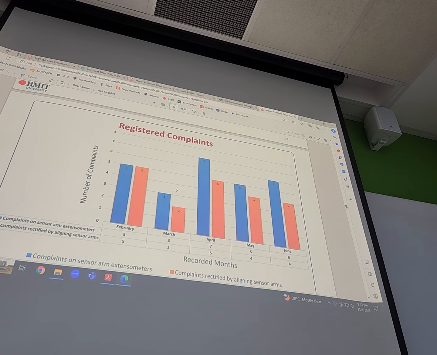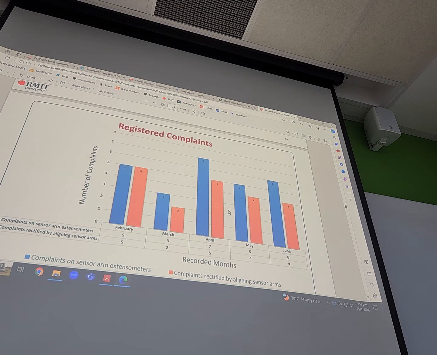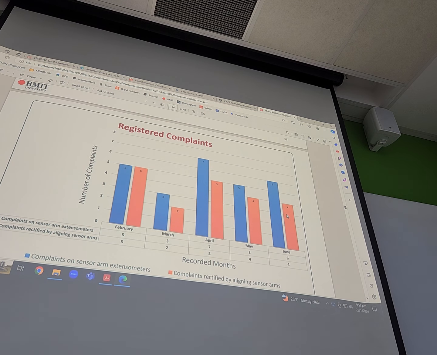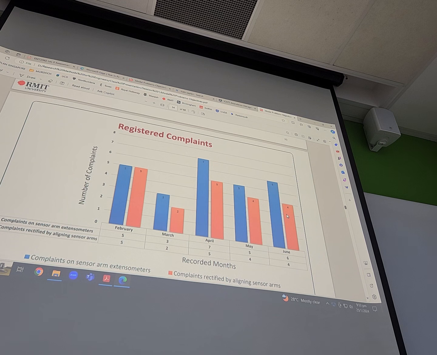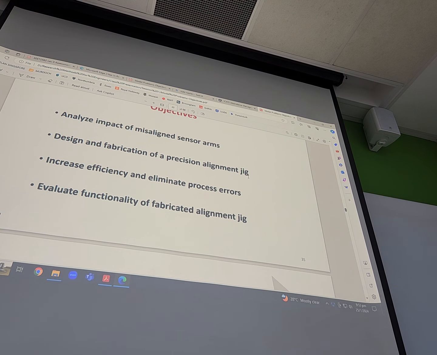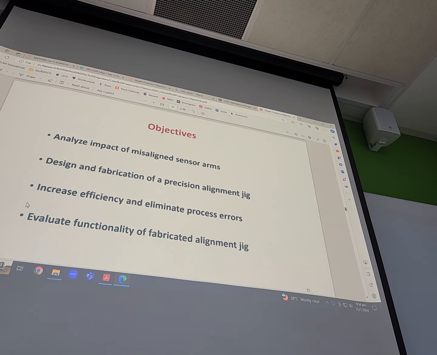This comes from the customers, and here the customers are people who are using the extensometers. The person is a service engineer who uses these extensometers, so he is associated with that. He wants to design an alignment jig so that alignment of the extensometers can be faster. It increases efficiency and eliminates process control. Now you can see here none of the objectives is quantified.